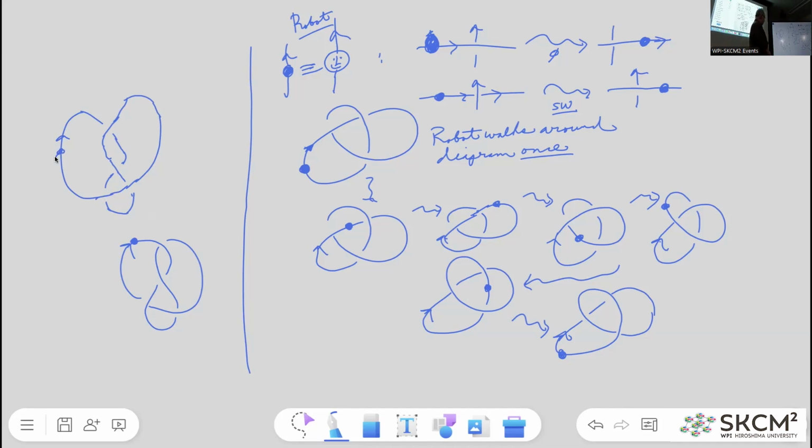Any ideas why this robot should be working? It's a very ignorant robot, right? He doesn't do anything but do something locally. He doesn't know anything about the large diagram, but yet he manages to unknot the large diagram.